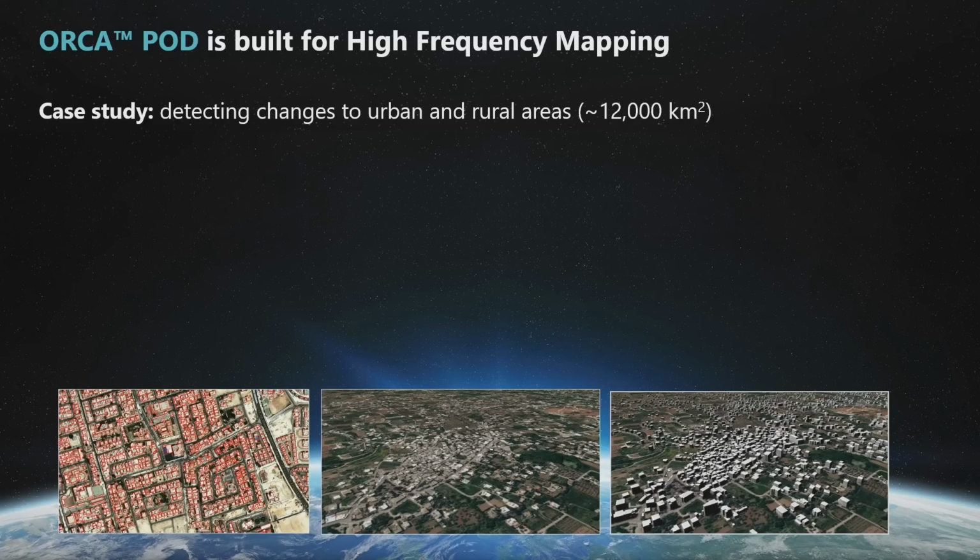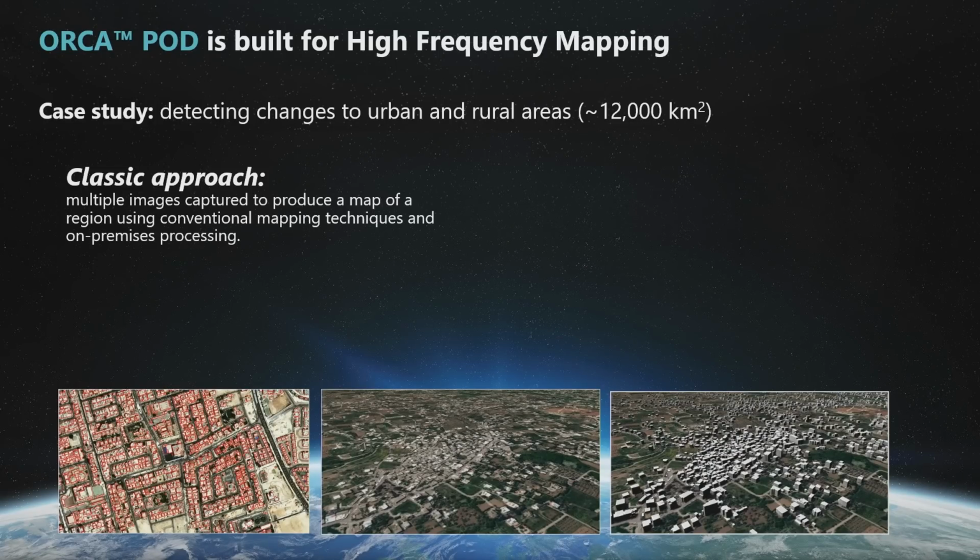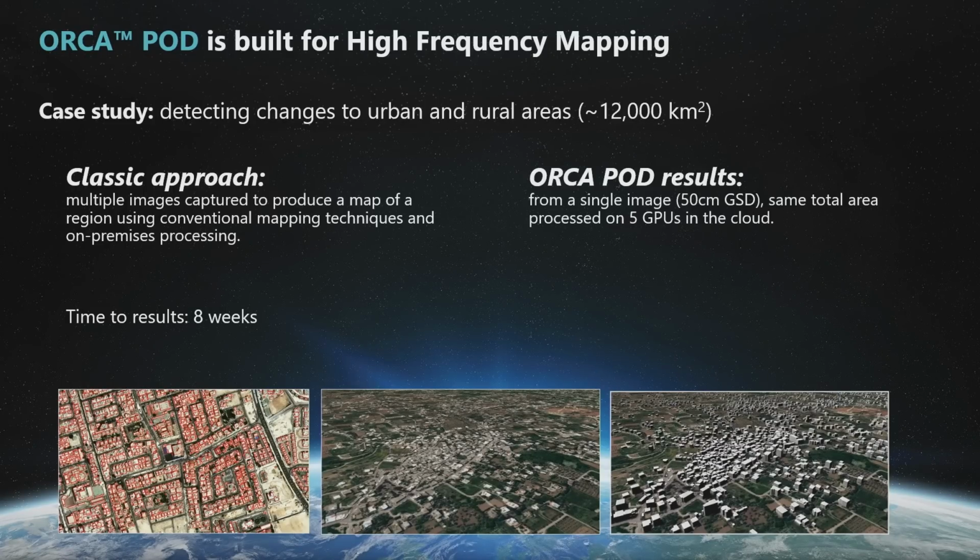In terms of scalability and speed, let me show you this one slide here. So it's a case study about building footprint and building vector extraction for 12,000 square kilometer. The classic approach of this customer was to take multiple shots, capture multiple shots, and create this 3D map in a traditional way with existing tools. And this took the customer in average about 8 weeks to provide an update for this 12,000 square kilometer.